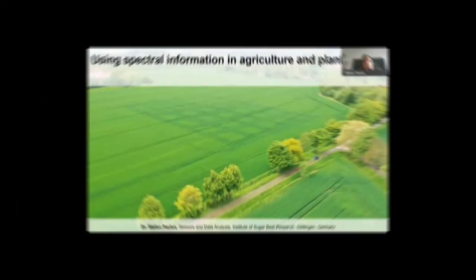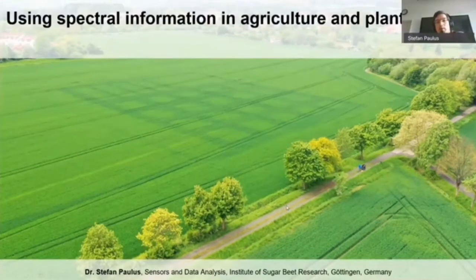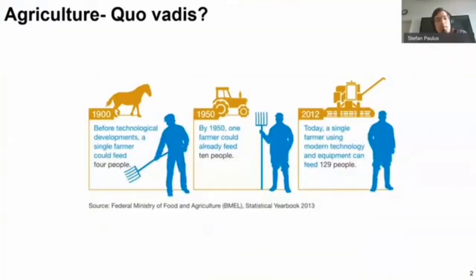My talk is about using spectral information in agriculture and plant science. And before we start, the question is, what is the development of agriculture? And the problem in agriculture is that the area where we can grow food is decreasing from year to year, and the people that are fed by a farmer increase each year.